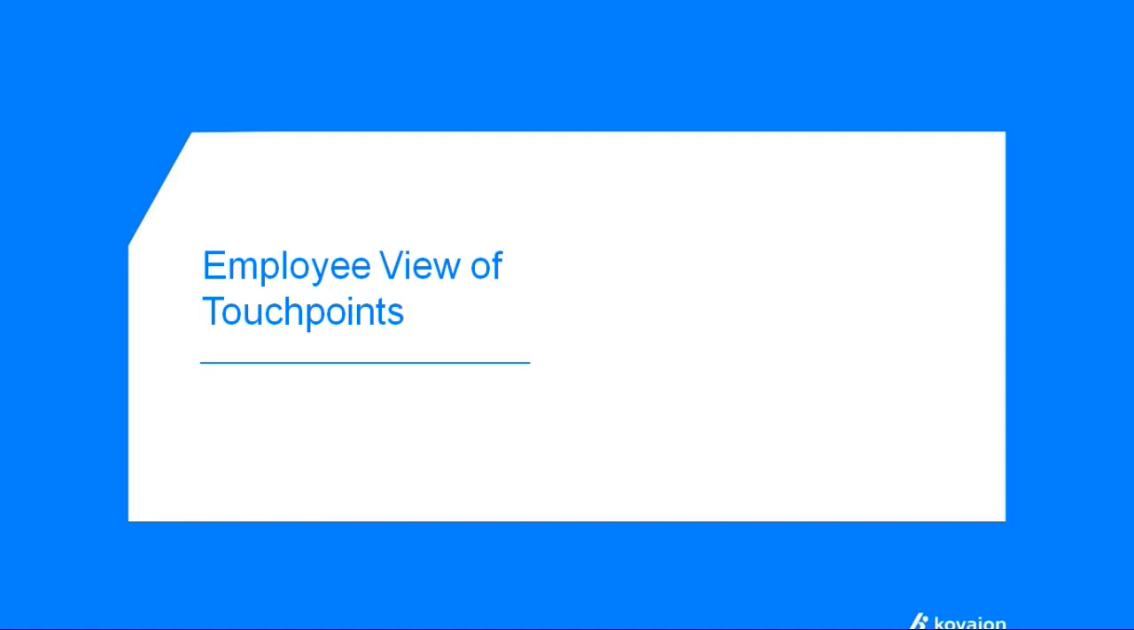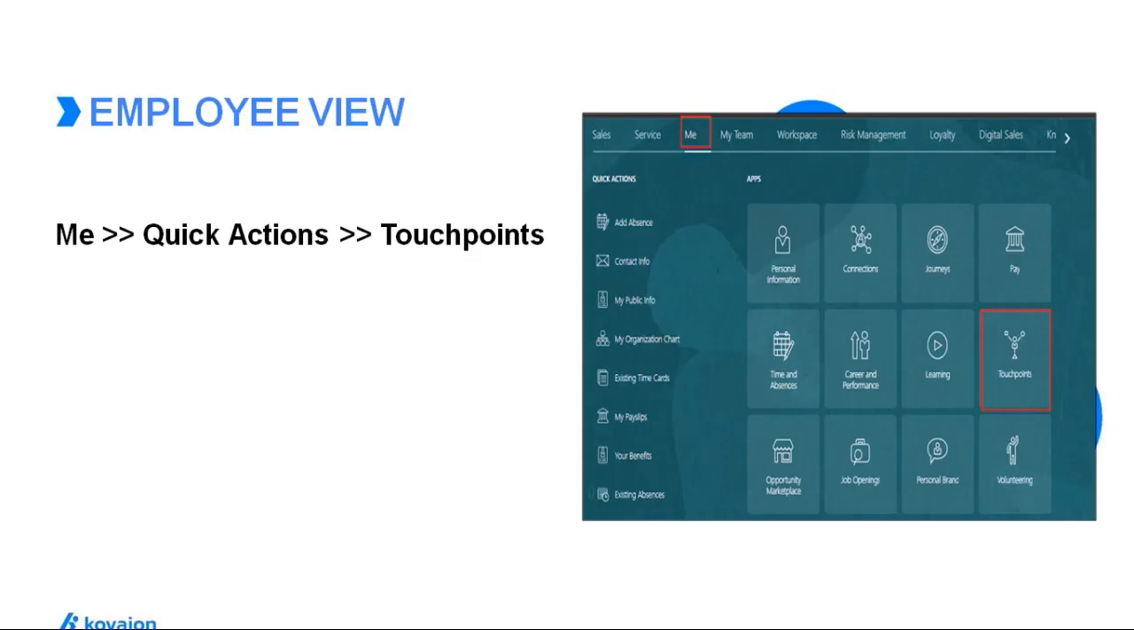Let's jump into the employee view of Touchpoints. So the navigation of the employee is Me, Quick Actions and Touchpoints. As an employee, you can voice your opinions and share concerns in a timely manner and also view your engagement activity including pulse trends, interactions and completed surveys. View your own pulse trend scores over a period of time, and you can also schedule check-in meetings with your manager and add custom or recommended discussion topics.